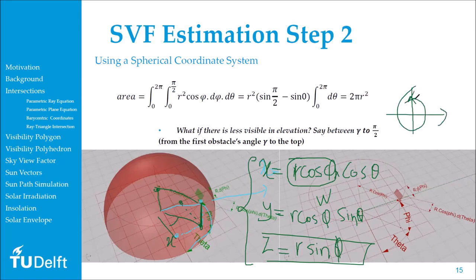And with polar coordinates, you can do cool things like making spirals and so on. With spherical coordinates or cylindrical coordinates, you can do the same.